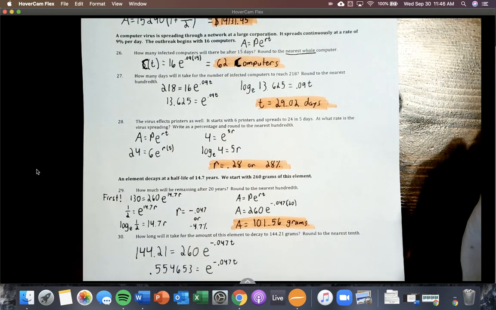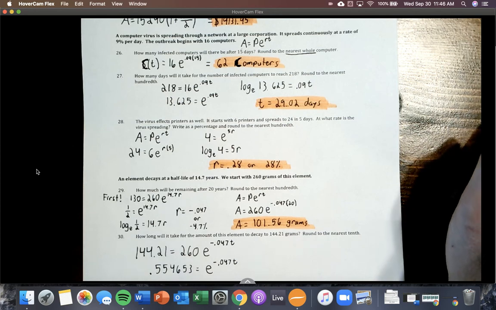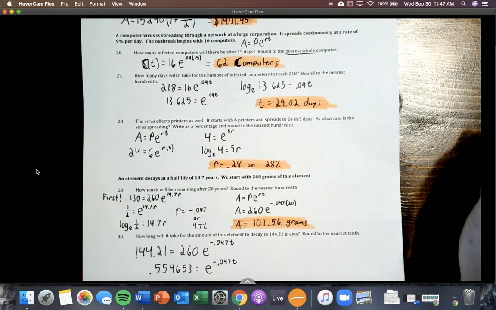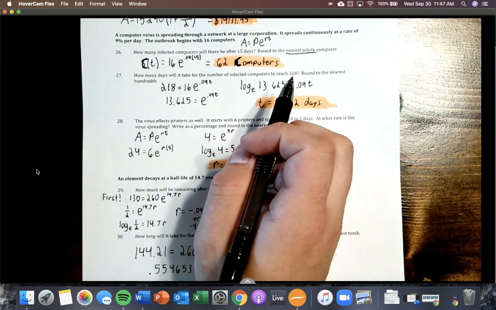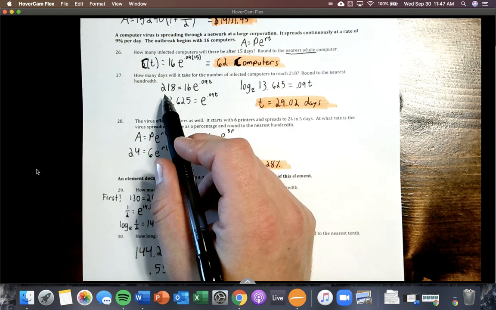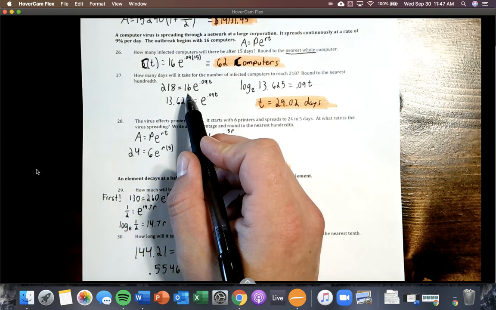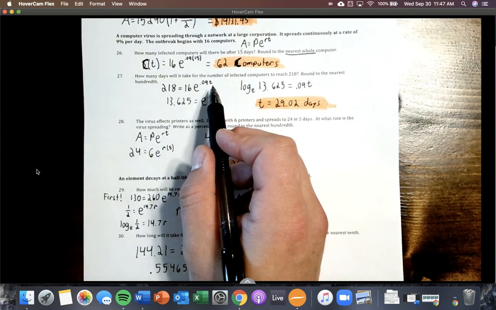27 asks, how many days will it take for the number of infected computers to reach 218? So it gave us our value for A, right? We want to know how long will it take to get 218. So we plug that in for A. We're still starting with 16 computers. We're just solving for t.